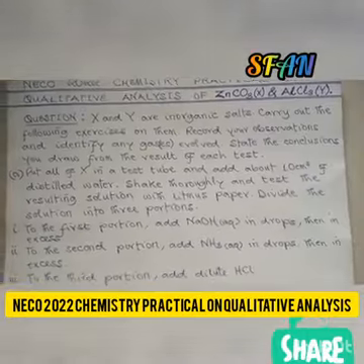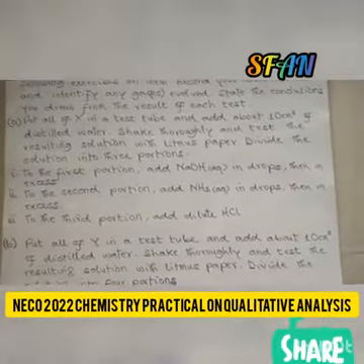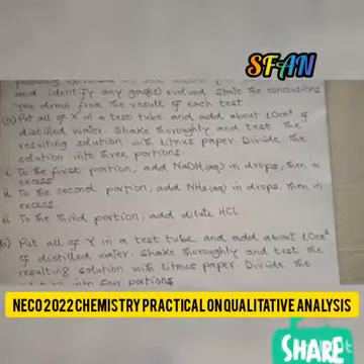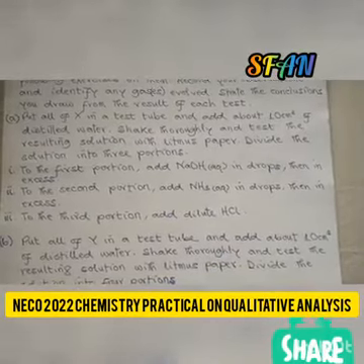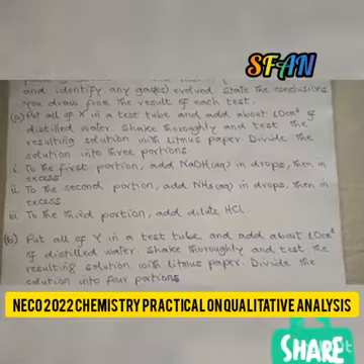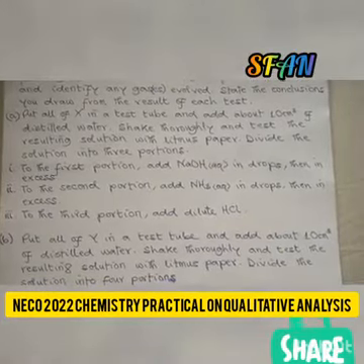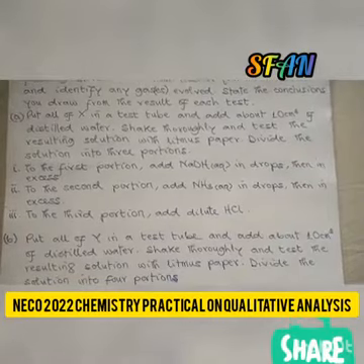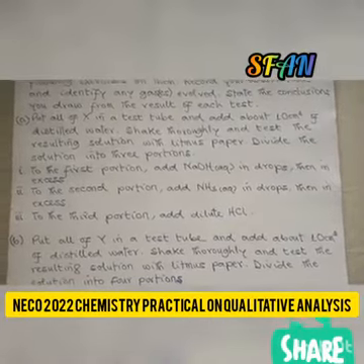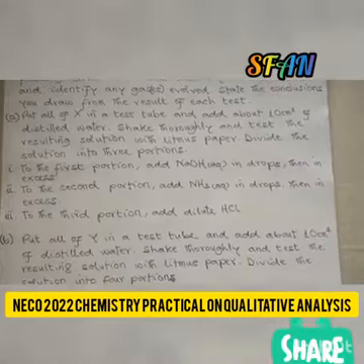Divide the solution into 3 portions. To the first portion, add aqueous sodium hydroxide in drops, then in excess. To the second portion, add aqueous ammonia in drops, then in excess. And to the third portion, add dilute HCl.